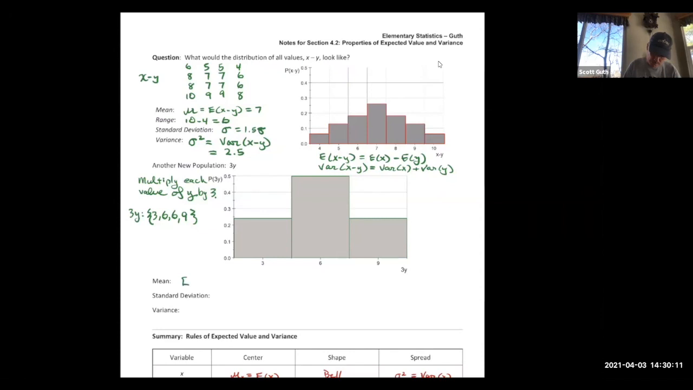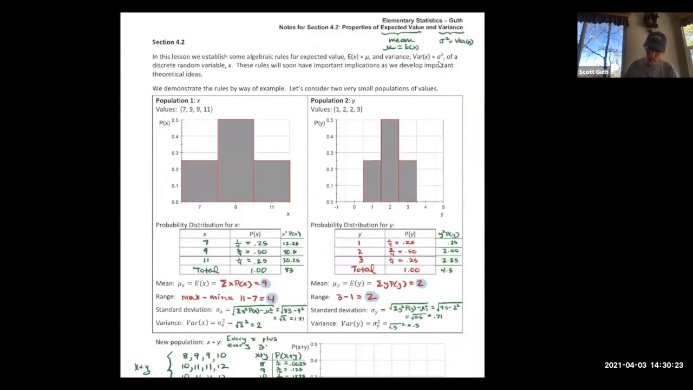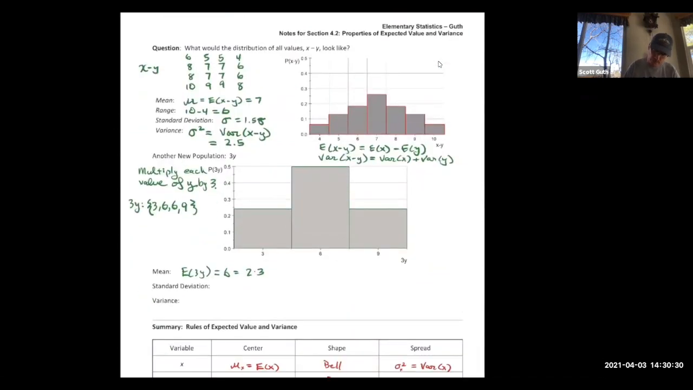So this would be the expected value of 3y is 6, which is 2 times 3. 3 was the mean of y, you may remember up here. Sorry, my bad. The mean of y is 2, okay? And 3y needs to be 3 times 2, still 6. Okay, but this is 3 times the expected value of y.